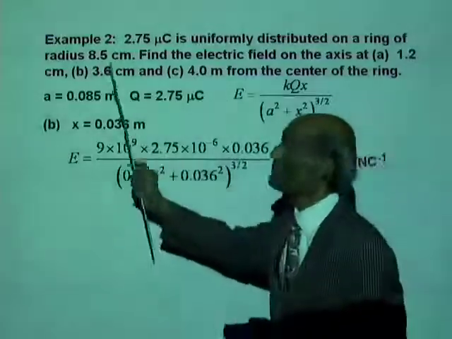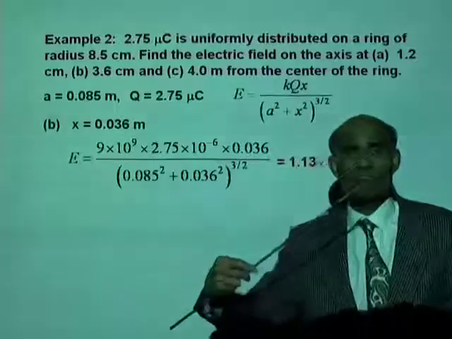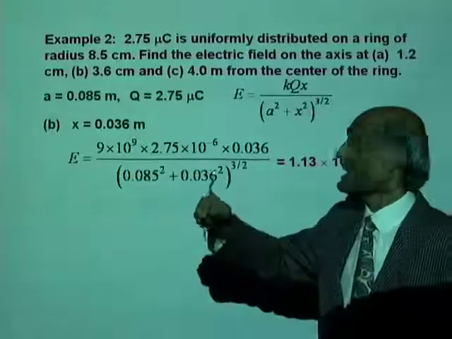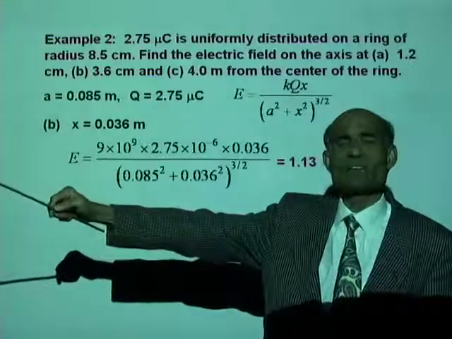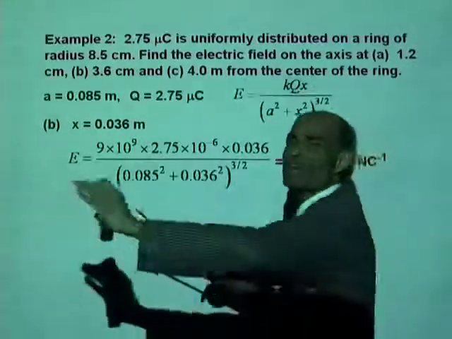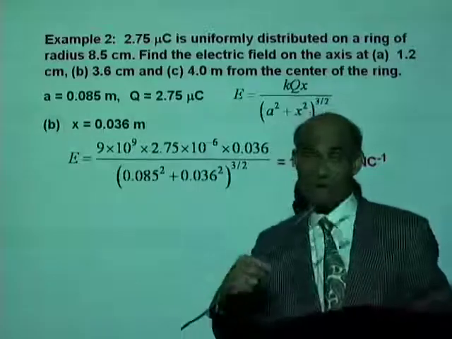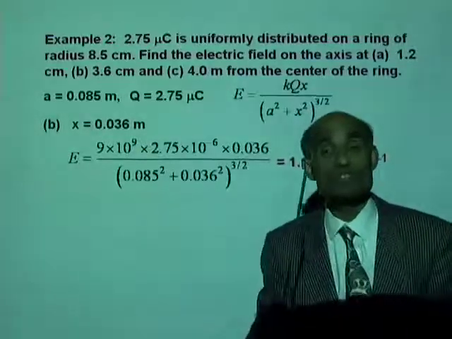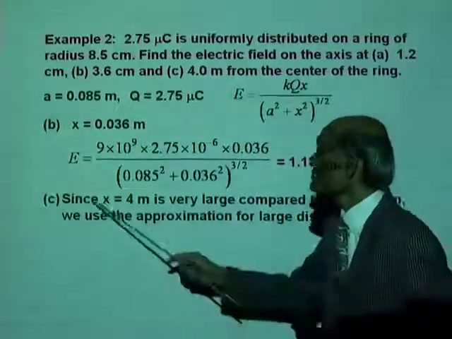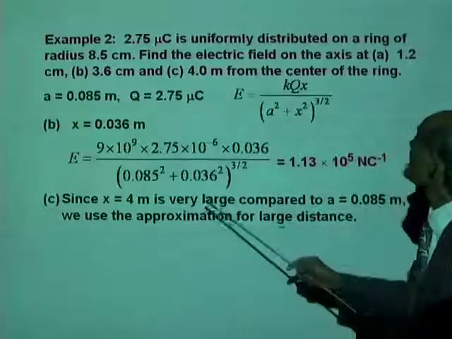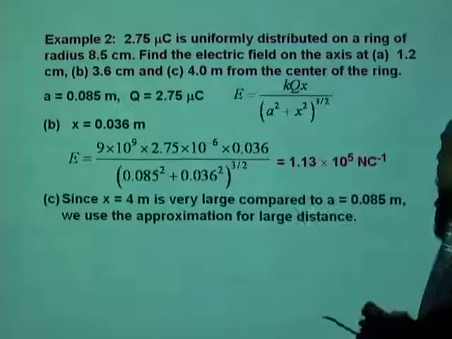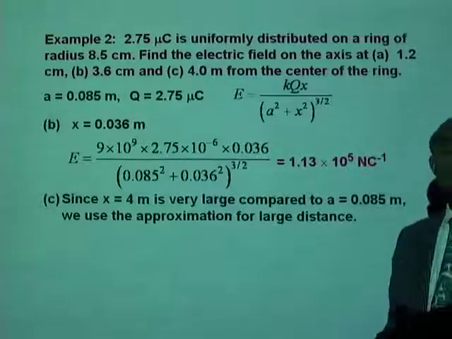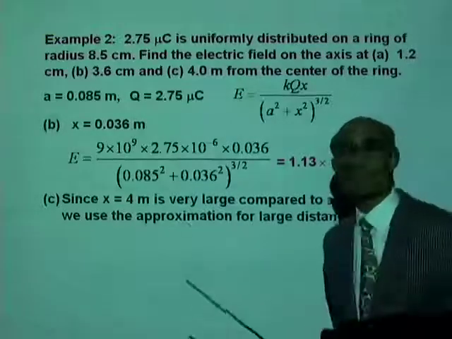The radius of the ring is 8.5 centimeter. We want to find the electric field at a distance 4 meter. That 4 meter is fairly far compared with the radius of the ring. We can use the approximate formula there. Since x equal to 4 meter is very large compared to a equal to 0.085 meter, we can use the approximation.